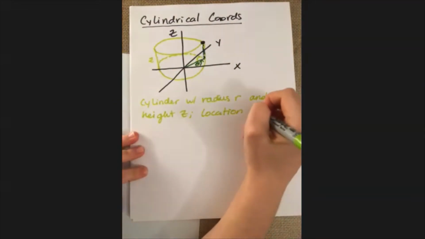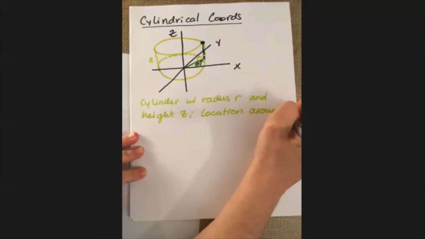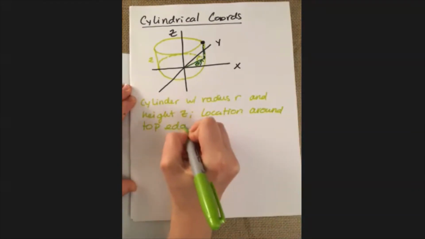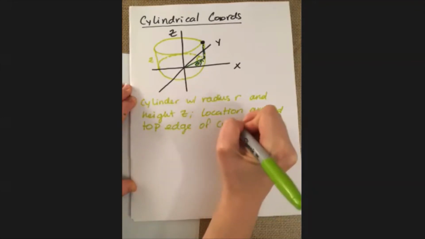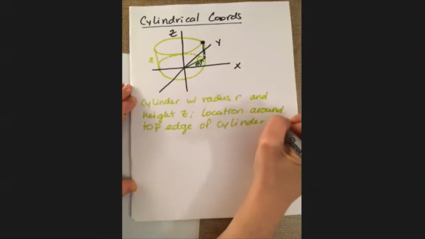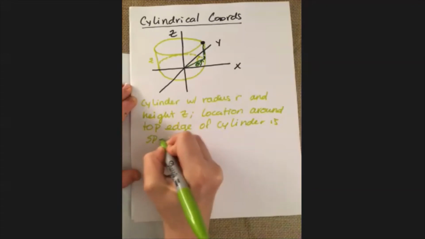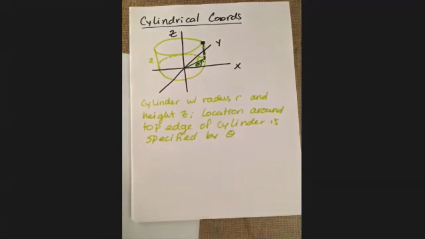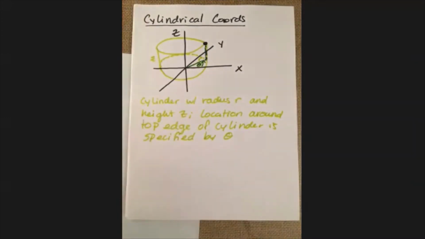So our location around our cylinder, or around the top edge of the cylinder, is specified by theta. But anyway, all of this is to say that when we're working with cylindrical coordinates, we're thinking about all our shapes in terms of some form of a cylinder. Either it's some combination of cylinders or some particular location on a cylinder or something like that.